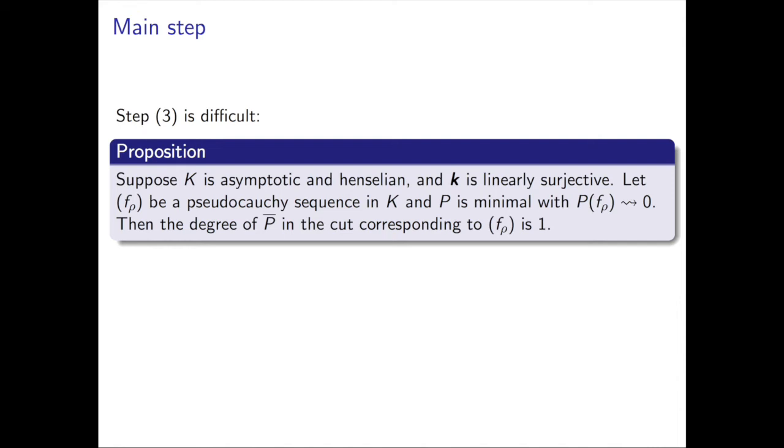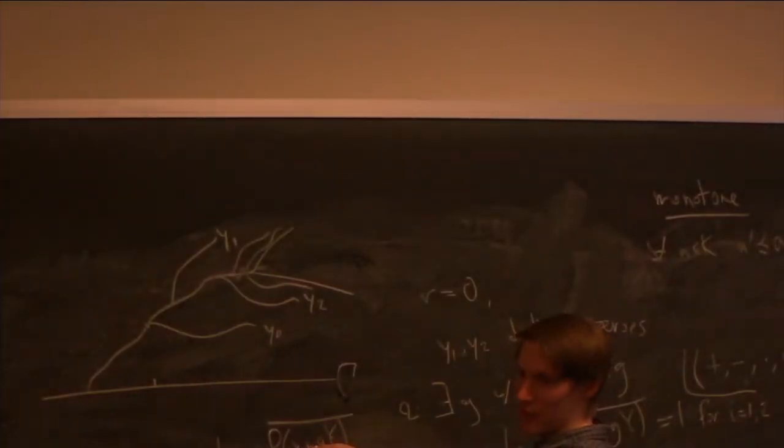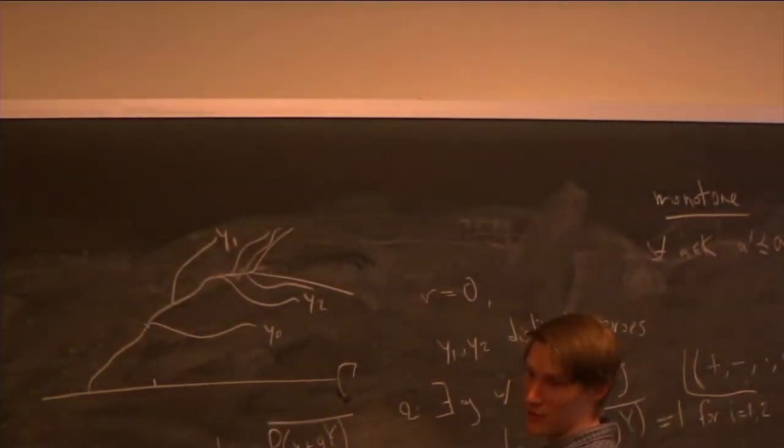What do you mean by the degree of p bar in the cut? Yes, this is a thing that I have not defined. Essentially, it means you consider the degree of p bar for sufficiently far along elements of your sequence and sufficiently chosen G.